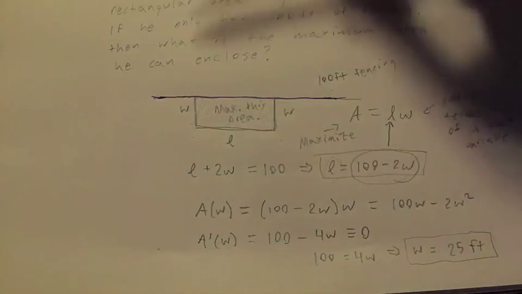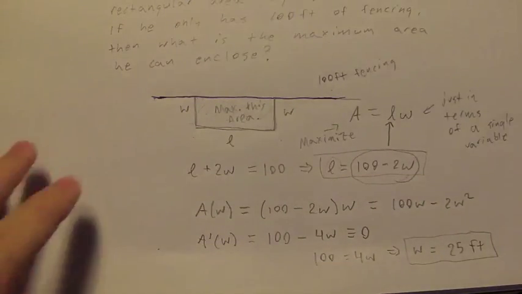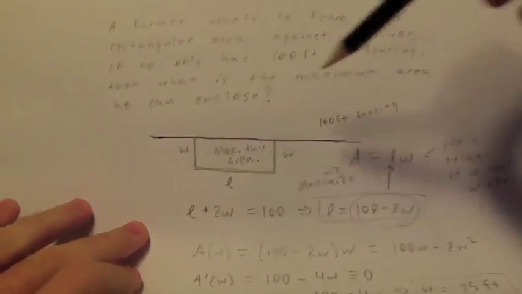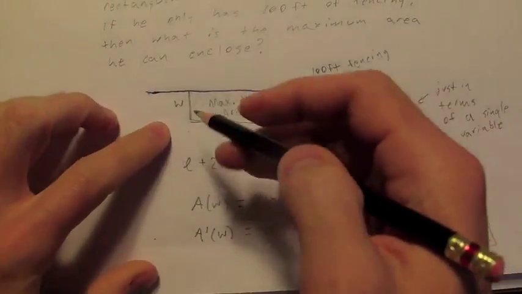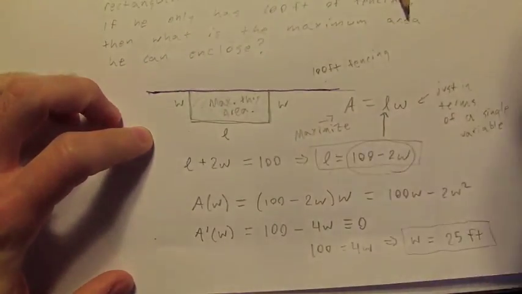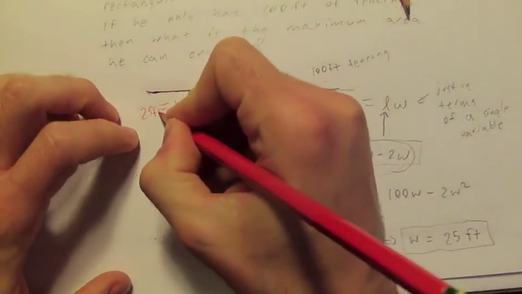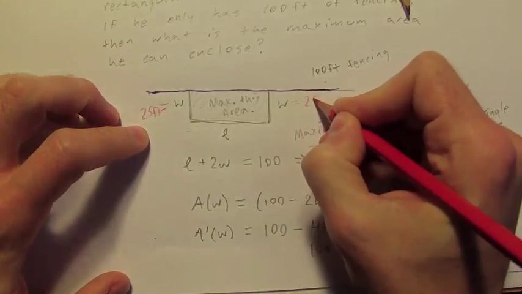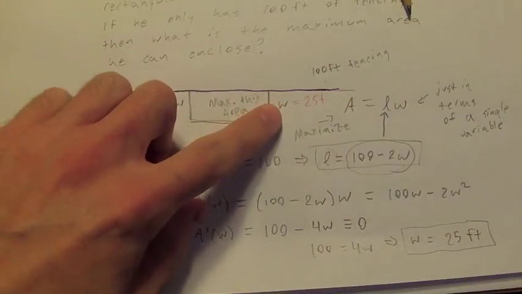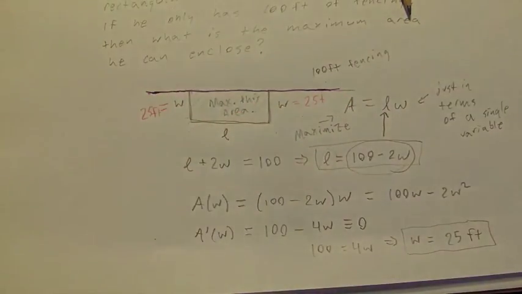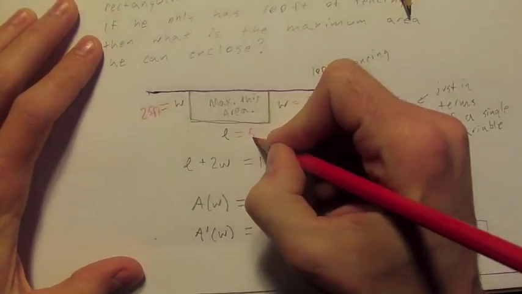Okay, and we're not done because we're asked to find what is the maximum area you can enclose. So we found the width. So we found that this width here is going to be 25 feet. So 25 feet, 25 feet. So here we have 50 feet. So what must L be? Must be 50. Okay.